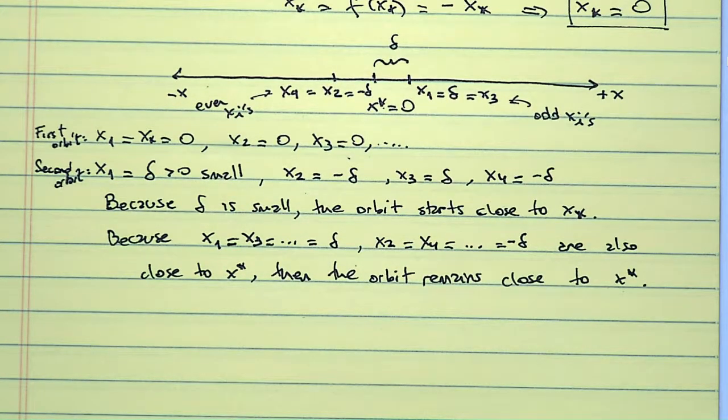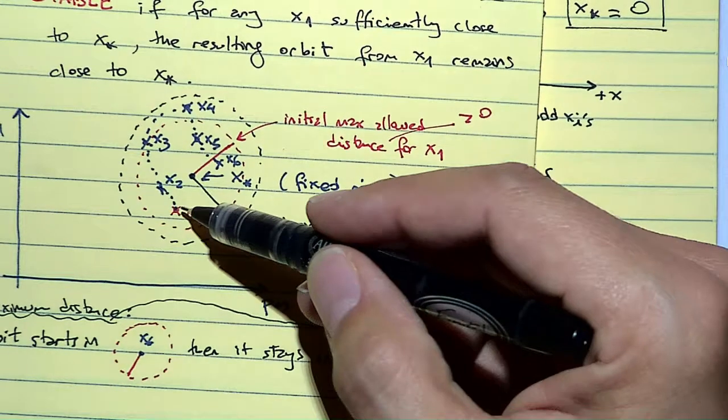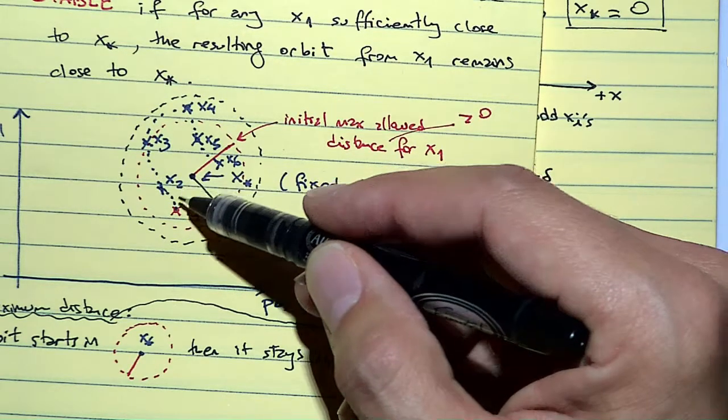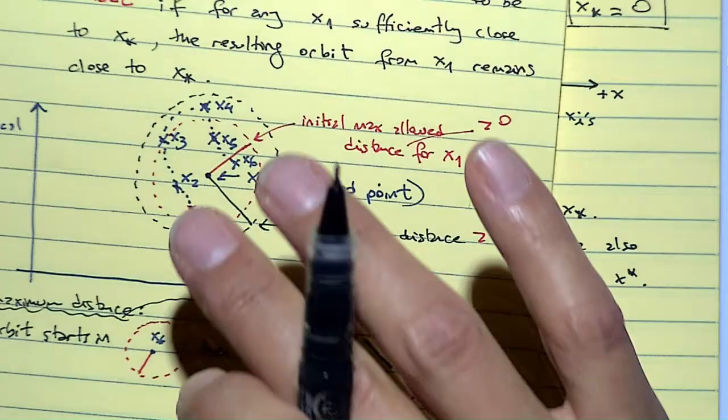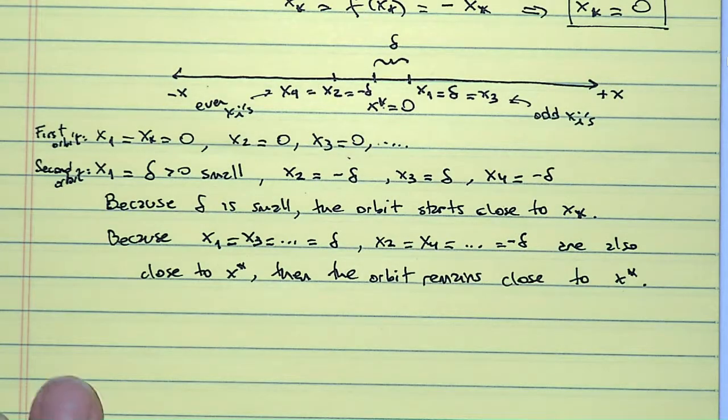So delta in this case is the initial value of my orbit, the initial point. In this picture, the delta that I'm picking will be probably this distance here. Right, it's a distance. But in this problem, it's just the initial value.